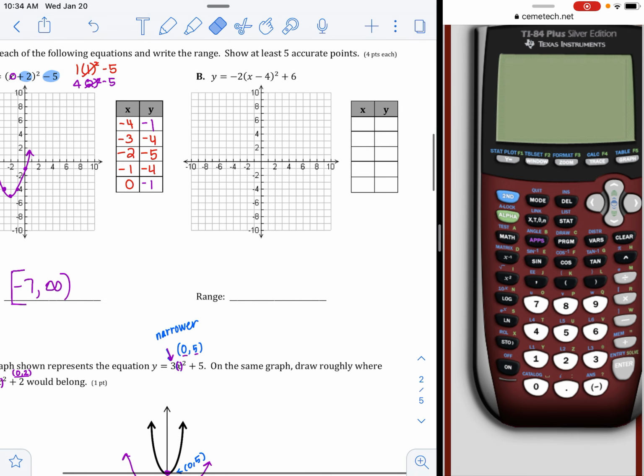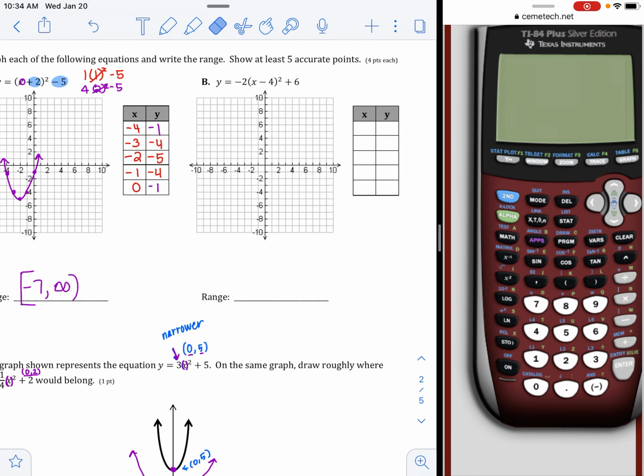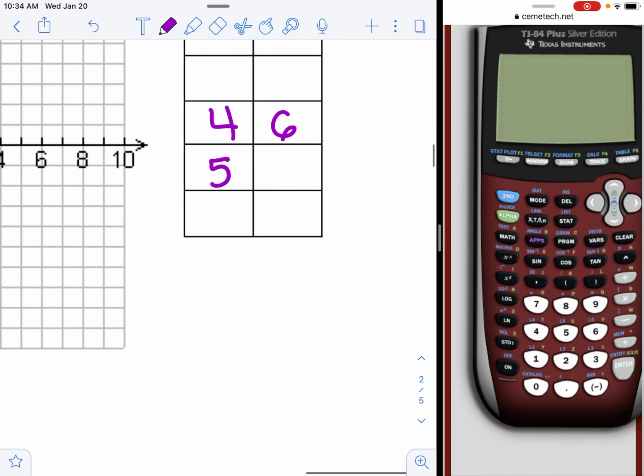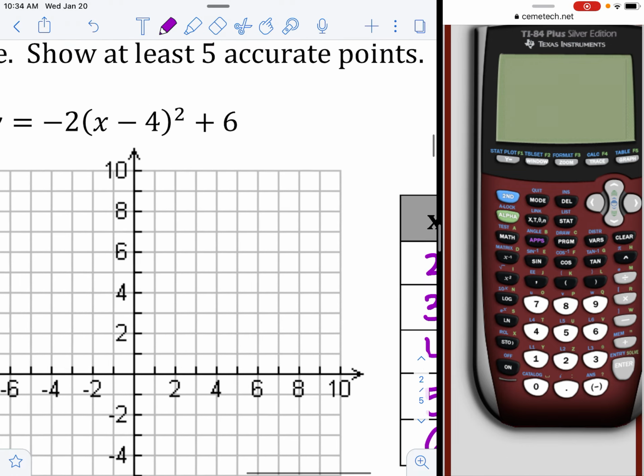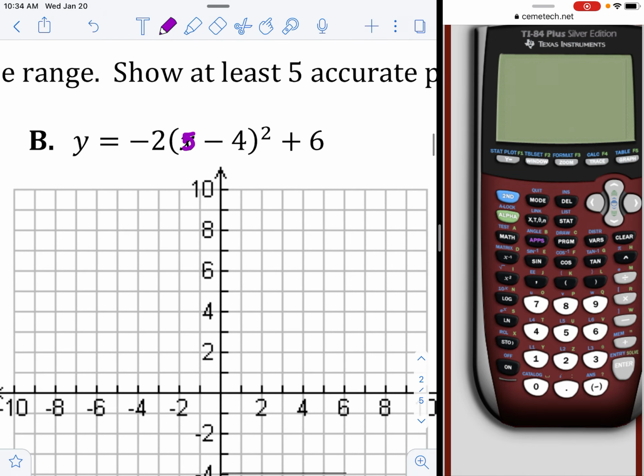All right, next one here, I need my vertex first. I got to do the opposite of this, same as this, so 4, 6. This is 5, 6, 3, 2. All right, I'm going to plug in 5 first. So I'll plug in 5 here. 5 minus 4 is 1. Then I have to square it. Then I have to multiply by negative 2. Then I have to add 6. 1 squared is 1. 1 times negative 2 is negative 2. Plus 6 is 4.